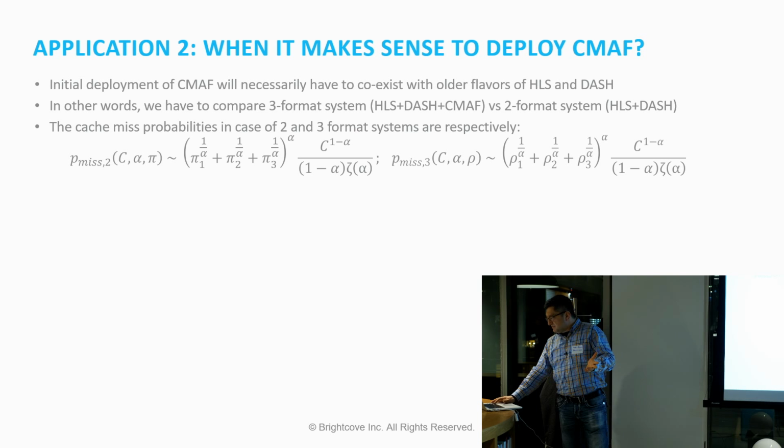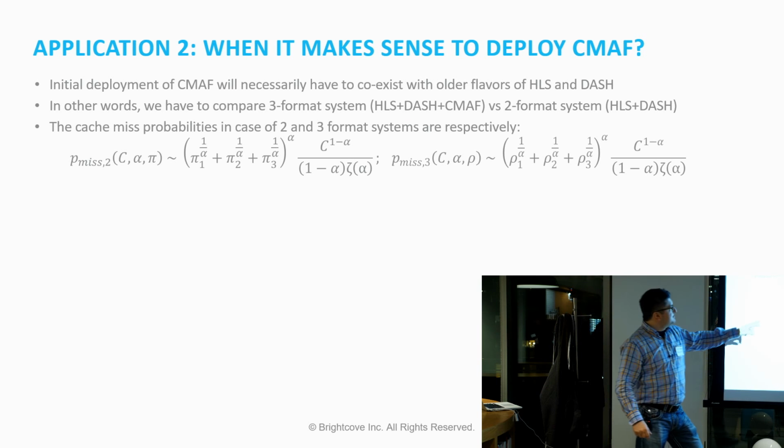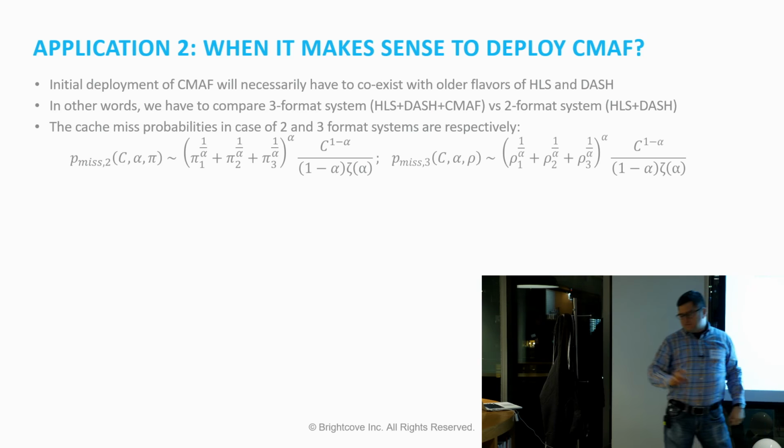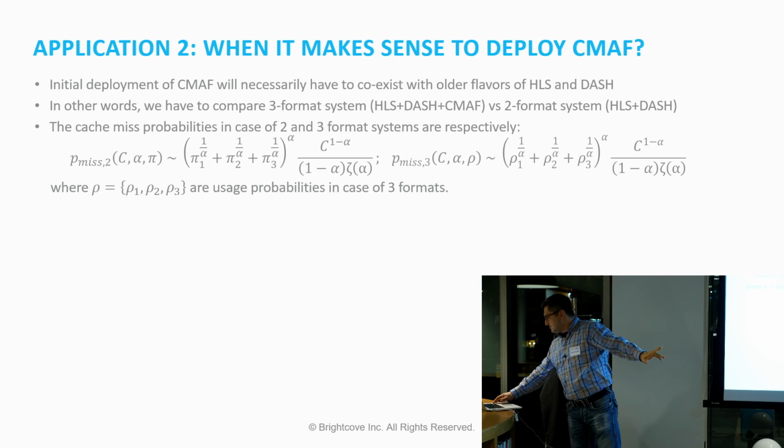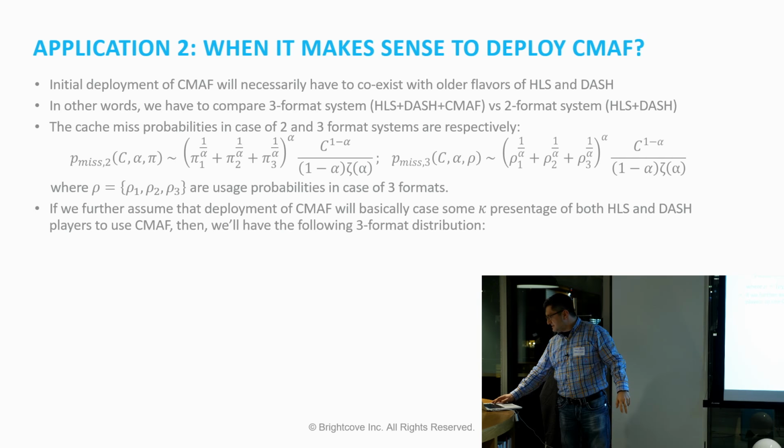These are cache miss probabilities in both cases, in the case of 2-format systems and 3-format systems. The first one just takes 2. The second is rho, where rhos are usage probabilities in the case of 3 formats.